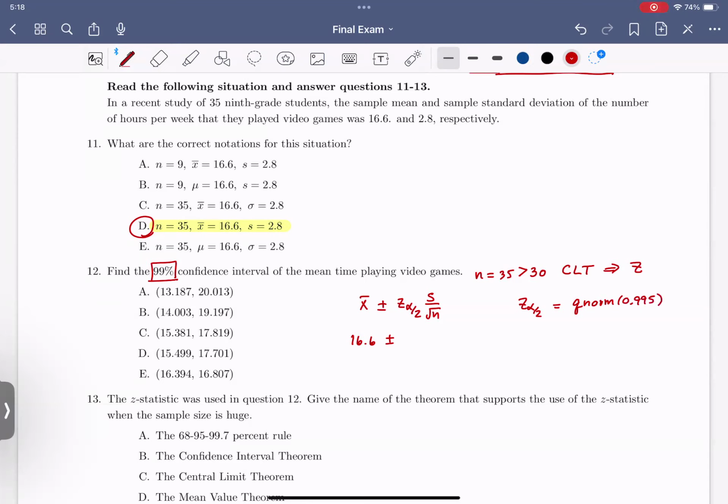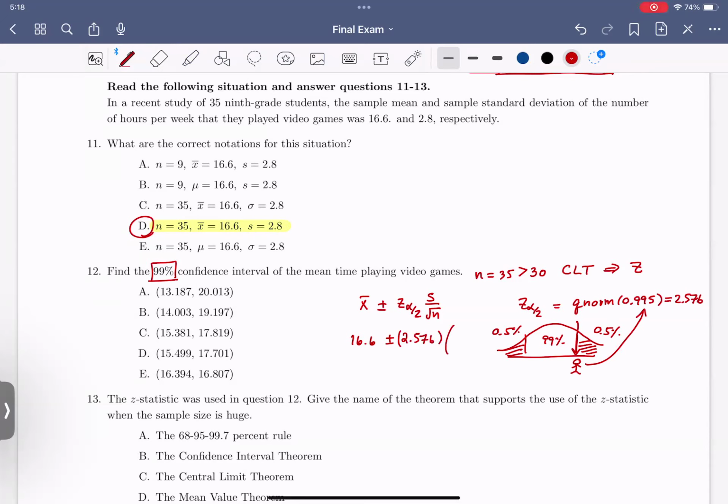0.995. How come? Because I draw the normal curve here, and I have 99% in the middle. That means I need 0.5% on each tail. The value I stand at here is qnorm 0.995, because we have 99.5% on the left of where we need the value. And that number is on the cover page. It's 2.576. So you're going to use 2.576 here.